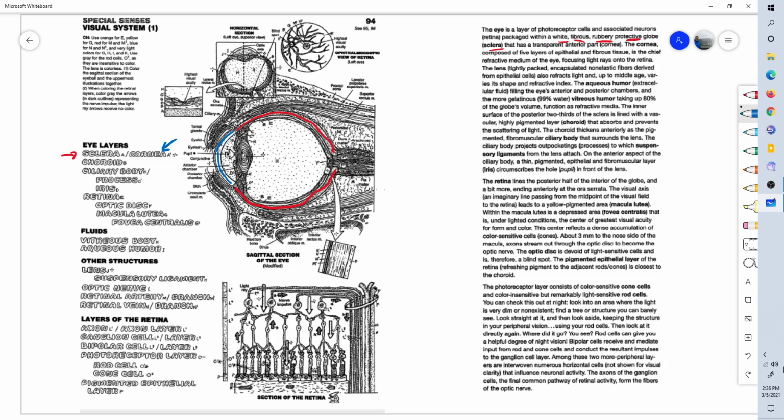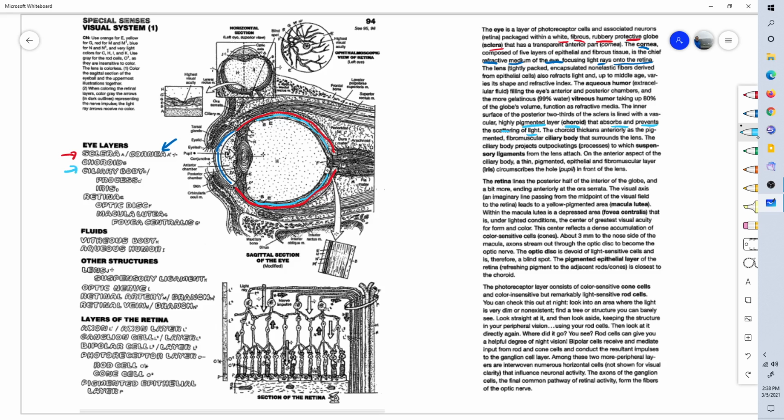Cornea focuses light rays onto the retina by refracting those rays or bending those rays. The choroid layer underneath absorbs and prevents the scattering of light. It's a pigmented layer. It's this layer here. Pigmented meaning it contains pigments or colors that absorb light. That's the choroid layer.